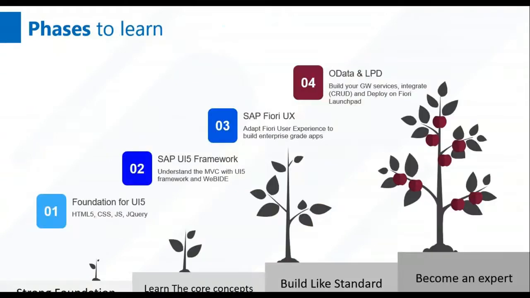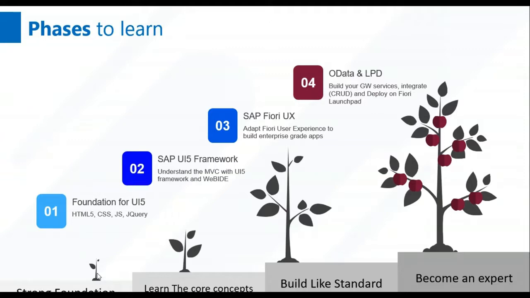So let's talk about the phases to learn, what we will be going through throughout these next 40 hours of training. In these 4 phases, we will be completing our UI5 and Fiori development training, including OData with WebIDE. So the first phase of this course will be the foundation. We will start with a very strong foundation, as you can see in this picture of a tree.